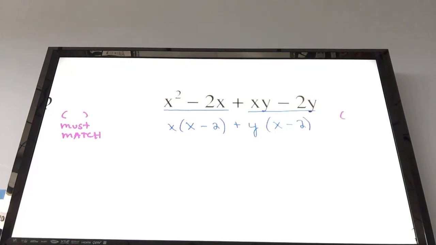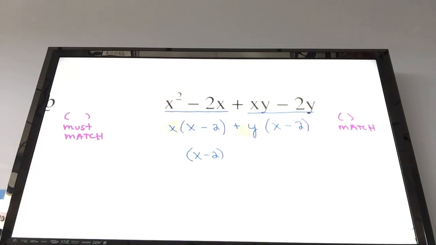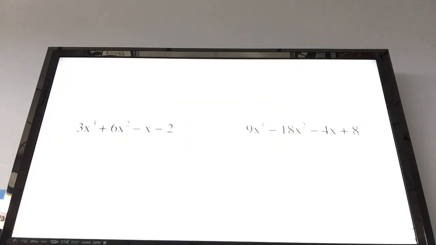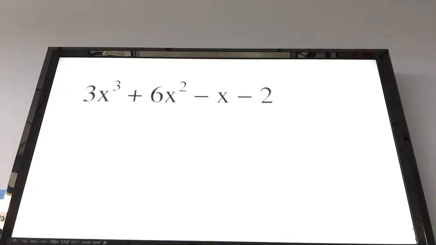So again, you'll see that the parentheses match, and that needs to happen every time. So then my x minus 2 comes out as the common factor, and what's left on the outside makes up the other parentheses. Doesn't matter which one you write first. Again, always check to see, can I factor again? But I cannot in this case. Example 3.